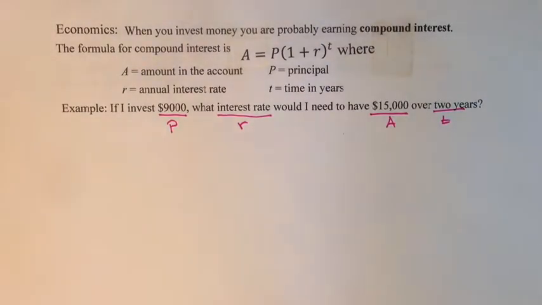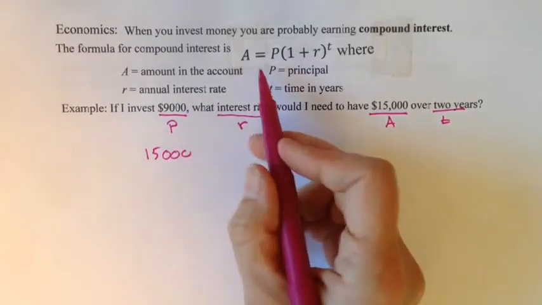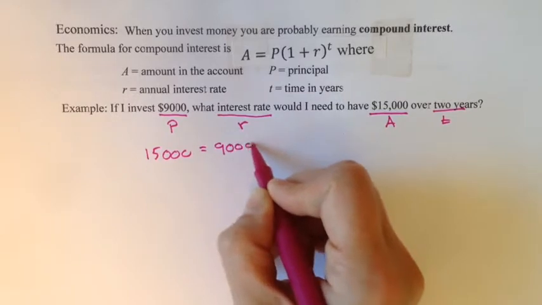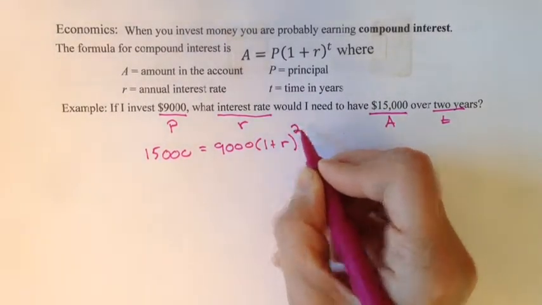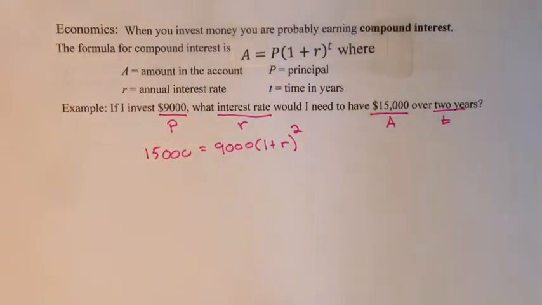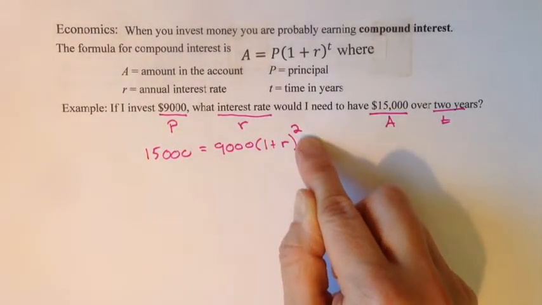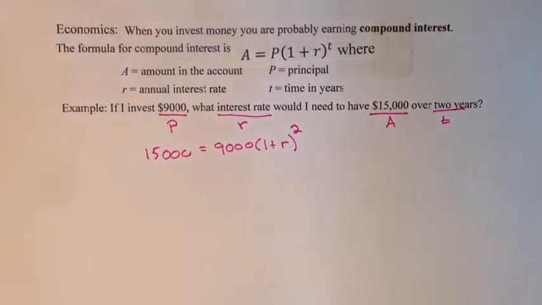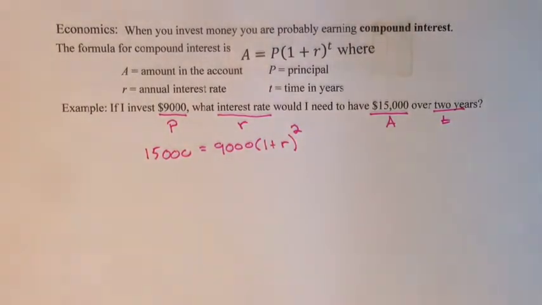Let's plug all that information into the formula. That tells me I've got $15,000 as my amount in the account, and that equals 9,000 times 1 plus the rate, which I don't know, squared. Now that we've plugged in all the information that we know, let's step back and look at what we have. We have an equation with R in it and a thing that's being squared. We can solve this using the square root method. The first step is going to be to divide both sides by 9,000 to get the squared thing by itself.